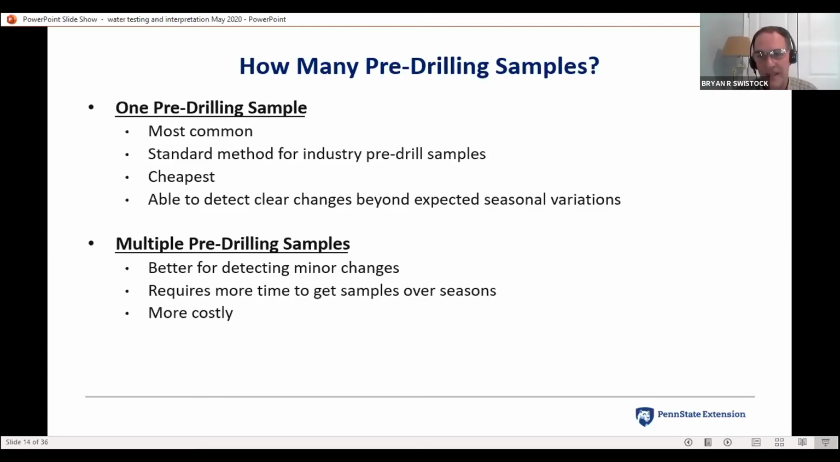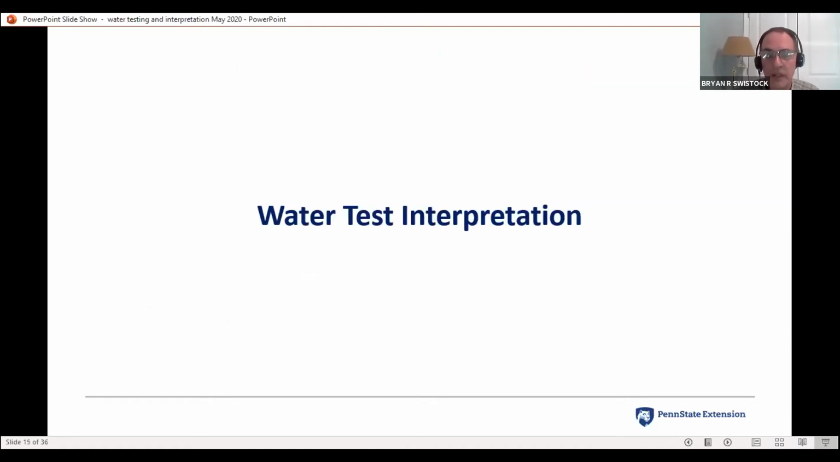And all water supplies have natural variability. None of them are going to be stagnant in time and have the same water chemistry. The chemistry might change very little. In some other ones, it may change quite a bit. And the ones where it changes a lot, that's where having these multiple samples can be very helpful.